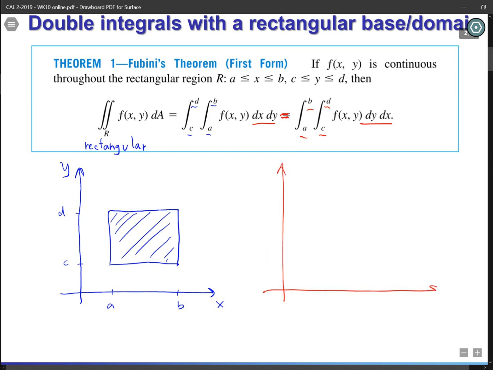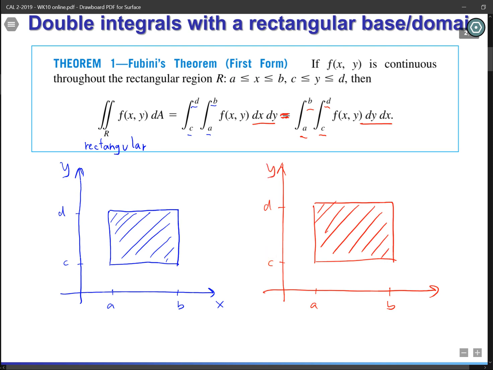And you can do the same thing with the other double integral. Here we have this same thing: y ranges from C to D, and x ranges from A to B. And you can see that the base is exactly the same, right? Now, how is it different? The result is the same. It's this same rectangle. So let's take a look at how the integration is done, starting with the first double integral with respect to x first.